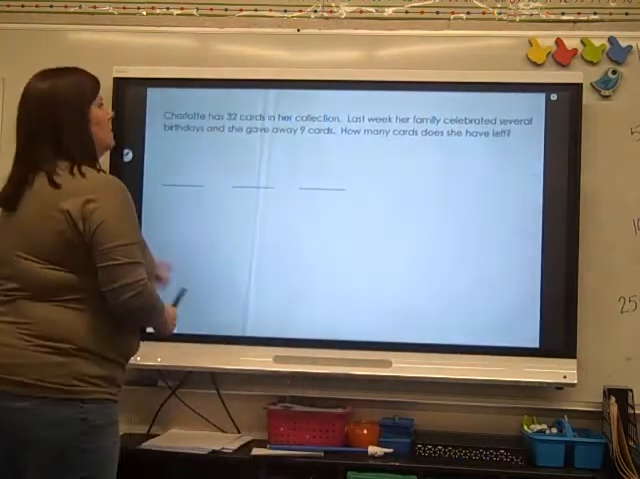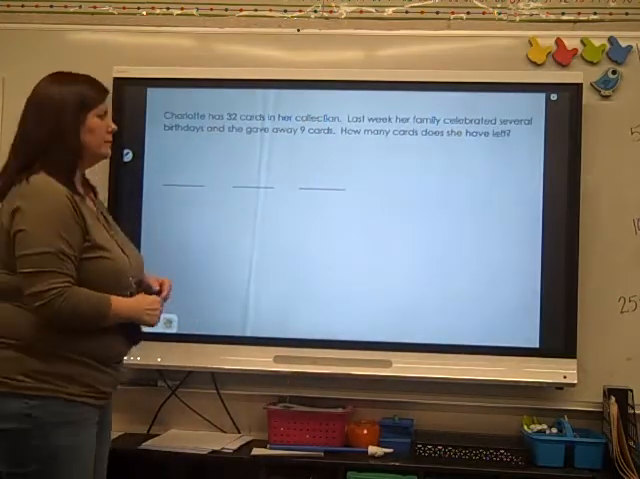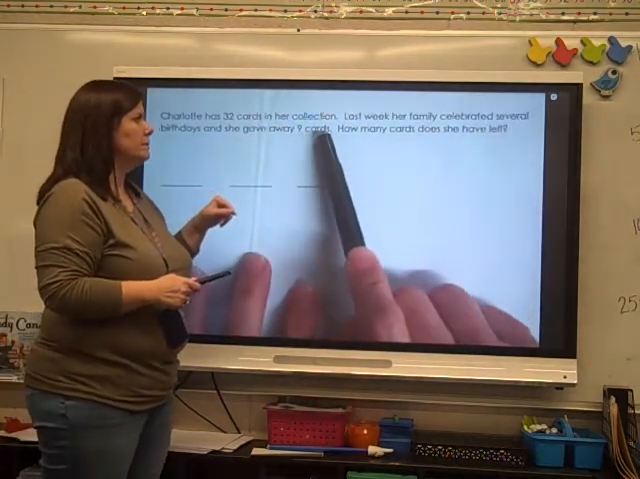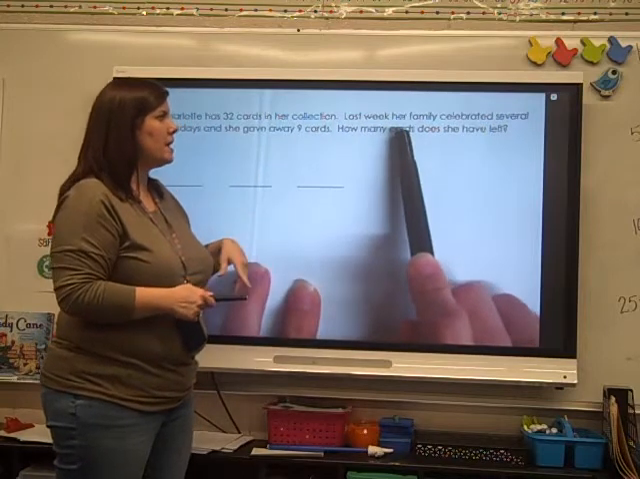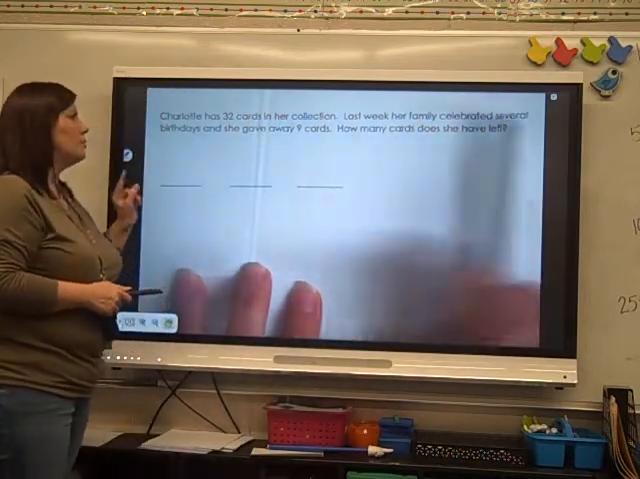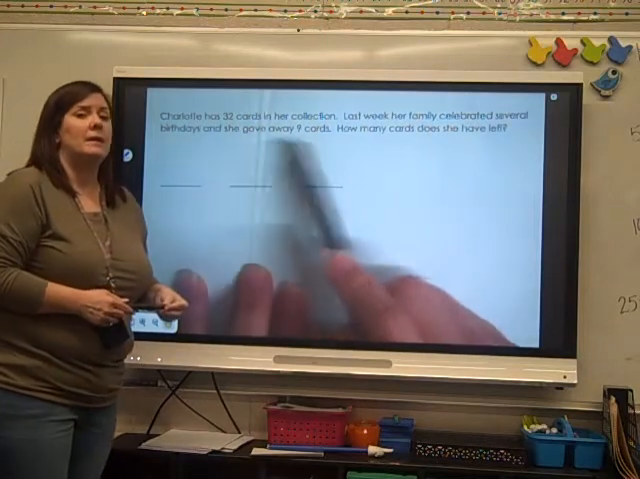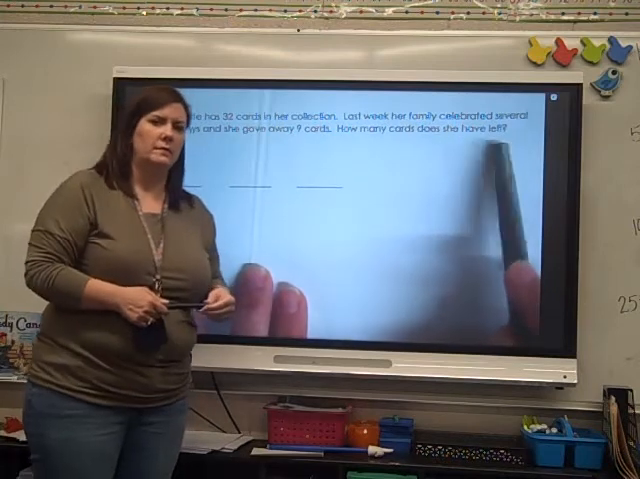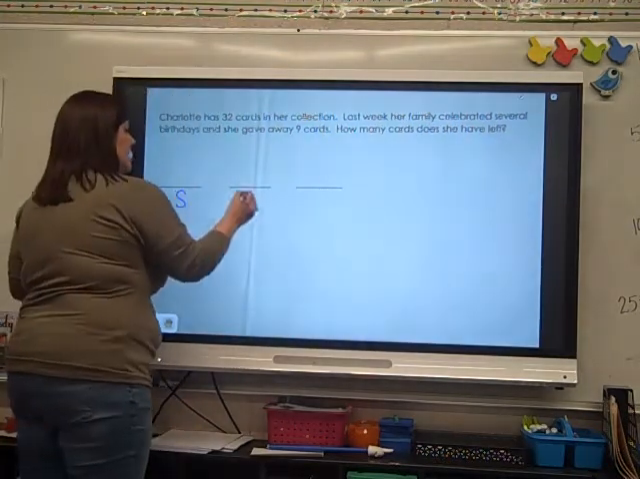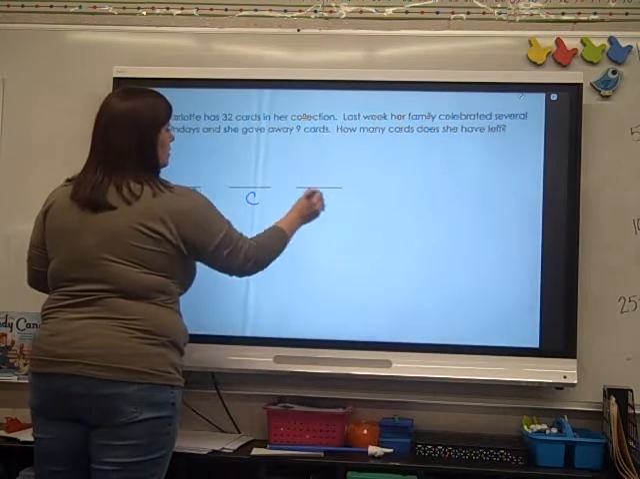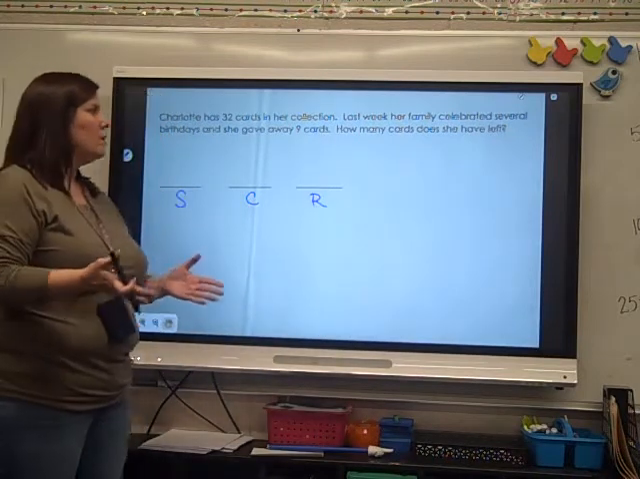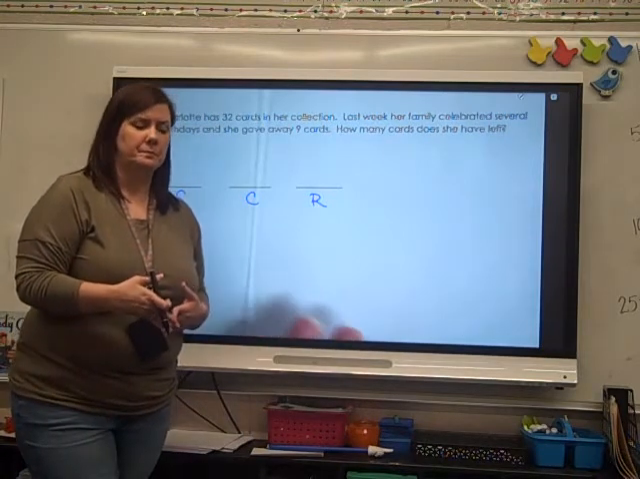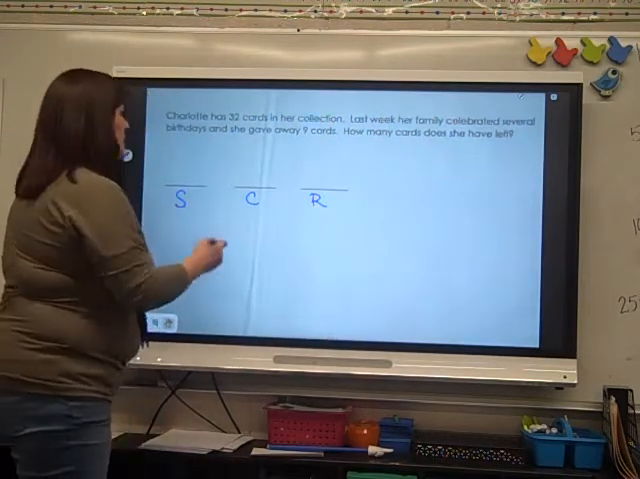All right. Ready to do our start, change, result again. Ready? Charlotte has 32 cards in her collection. Last week, her family celebrated several birthdays, and she gave away 9 cards. How many cards does she have left? All right, put your S for start, your C for change, and your R for result. Now, how many cards did Charlotte start with? Write it in there. You're right, 32.